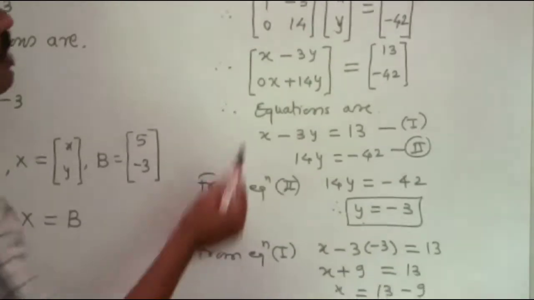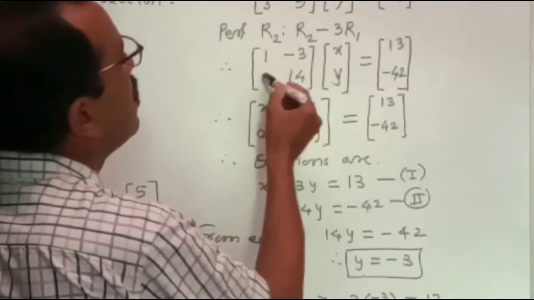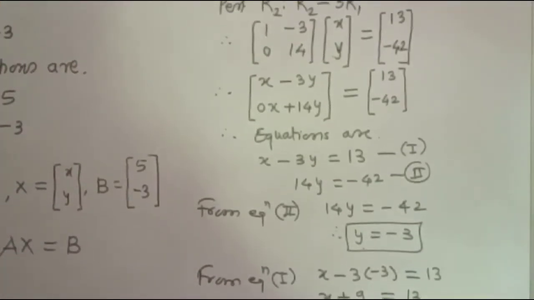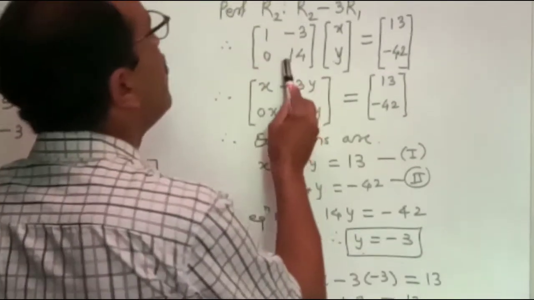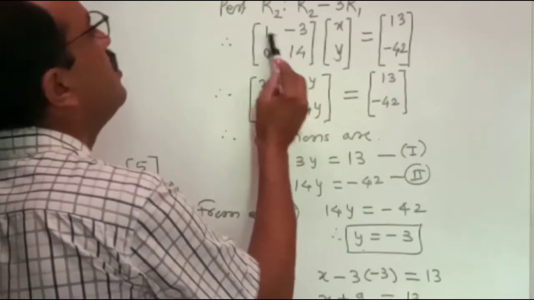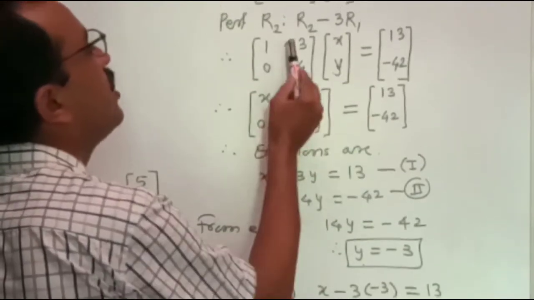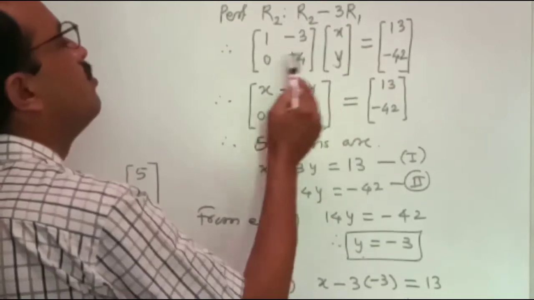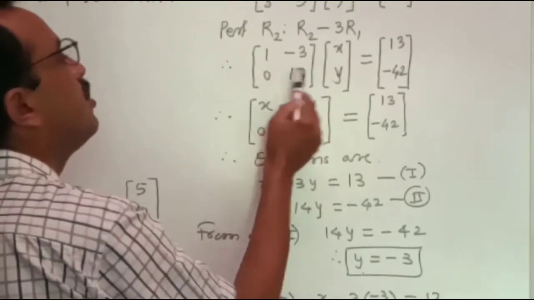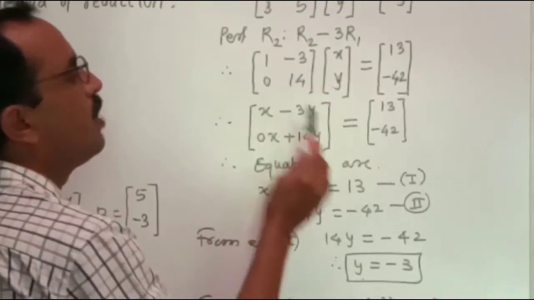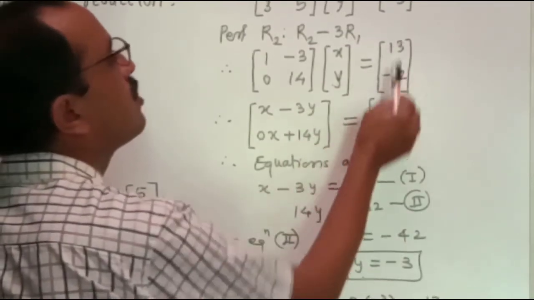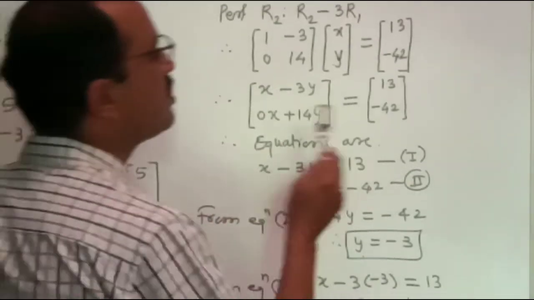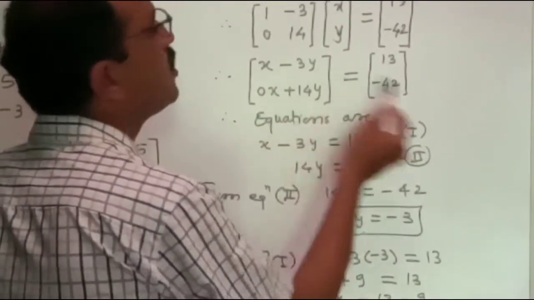So in this way, the element below the diagonal is 0. So we get an upper triangular matrix. Then we multiply this matrix by (x, y). Then 1 into x, x minus 3y is the first element. Then second row, first column, 0 into x, 0x plus 14 into y, 14y is equal to 13, minus 42. Now, therefore, the equations are obtained by using the definition of equal matrices.